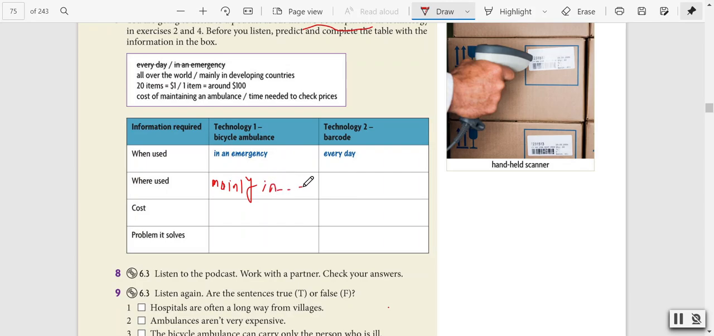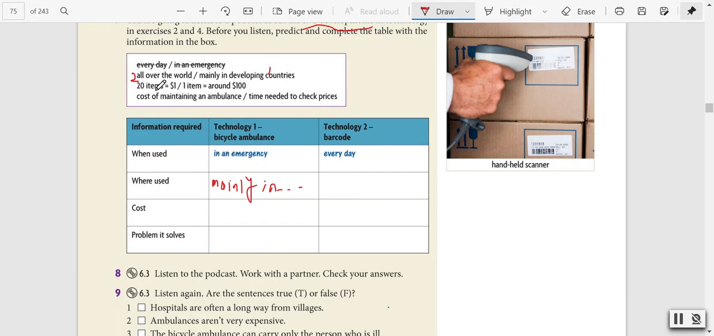And the other one, the barcode. How can we use the barcode and where? All over the world. So number two for the barcode and number one for the bicycle ambulance.